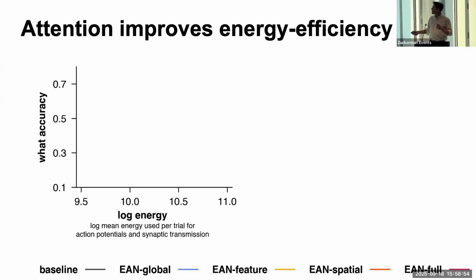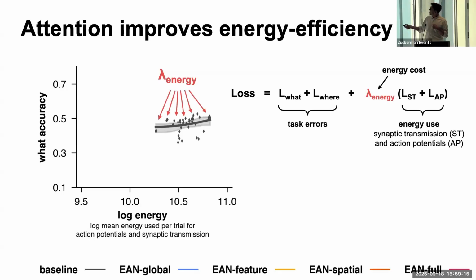One main modeling result is that attention actually improves energy efficiency. On the x-axis, we have the mean energy used per trial for action potentials and synaptic transmission. On the y-axis, we have the what accuracy, the classification accuracy of the digit. And here's the baseline model. All of these little diamonds are different model instances trained with different lambda energy, the energy cost parameter. If it's really small, then you get models that use a lot of energy. If it's really high, then you get models that use less energy, but are potentially less accurate.